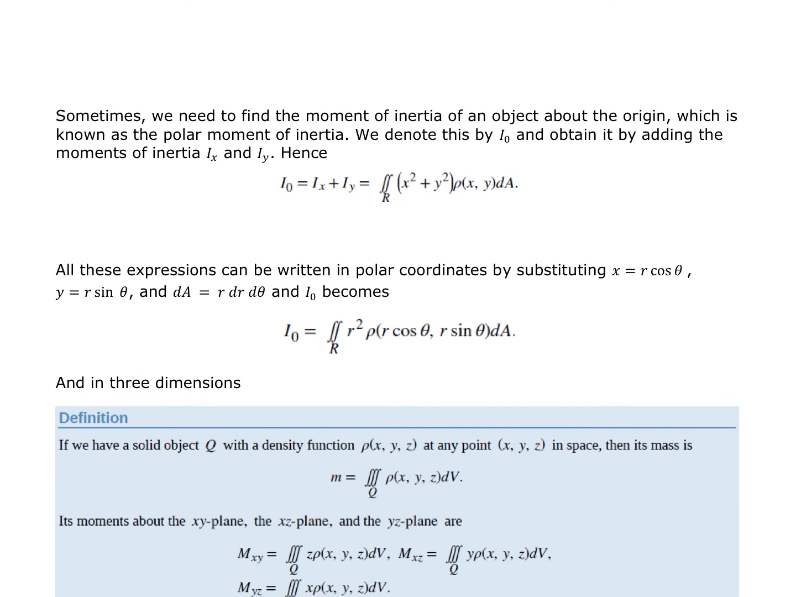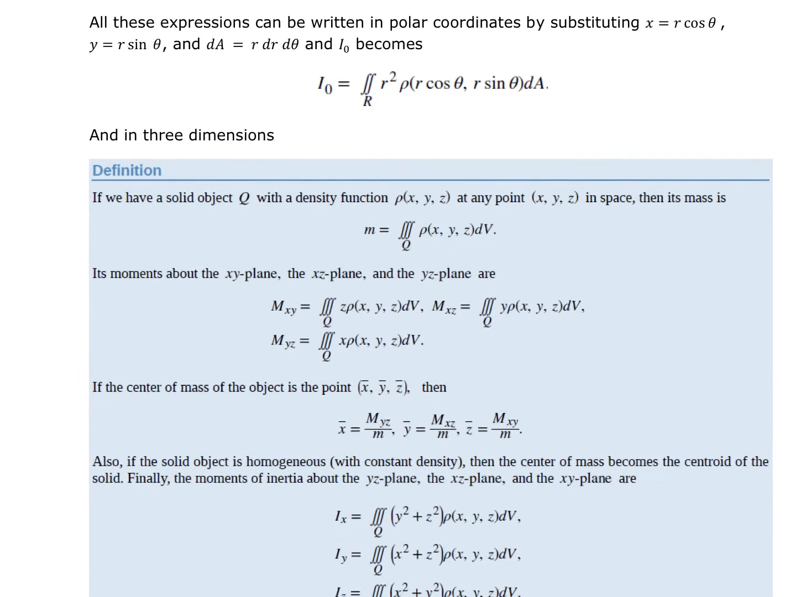Sometimes we need to find the moment of inertia about the origin, which is known as the polar moment of inertia. To find the polar moment of inertia, denoted as I sub O, it's going to be the double integral of x squared plus y squared times rho of xy dA. Sometimes it's convenient to write this in polar equations, where x is r cosine theta and y is r sine theta, and I have r squared dA when I'm doing my moment of inertia around the pole.